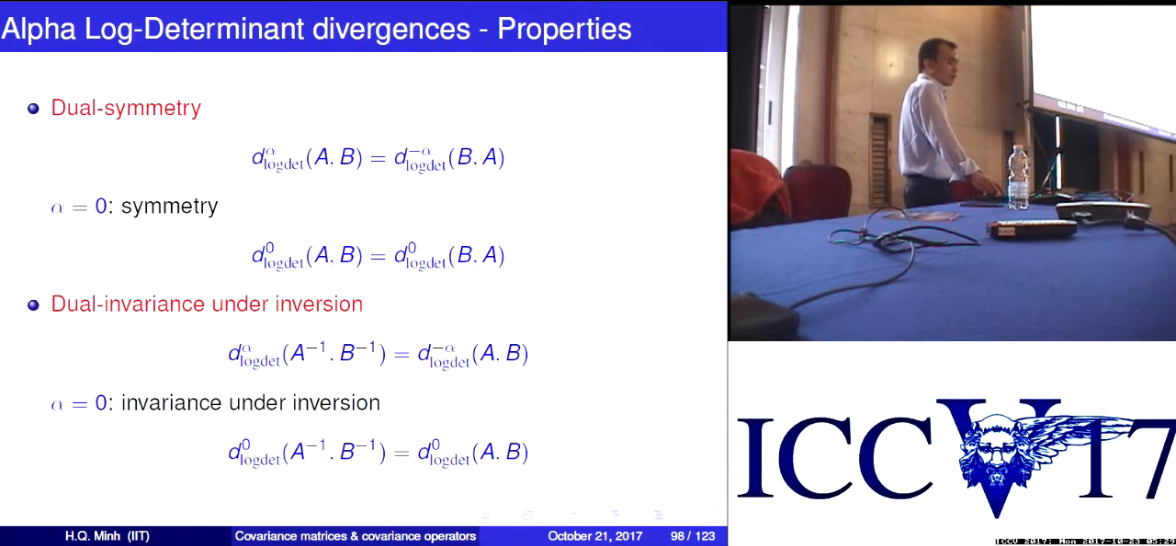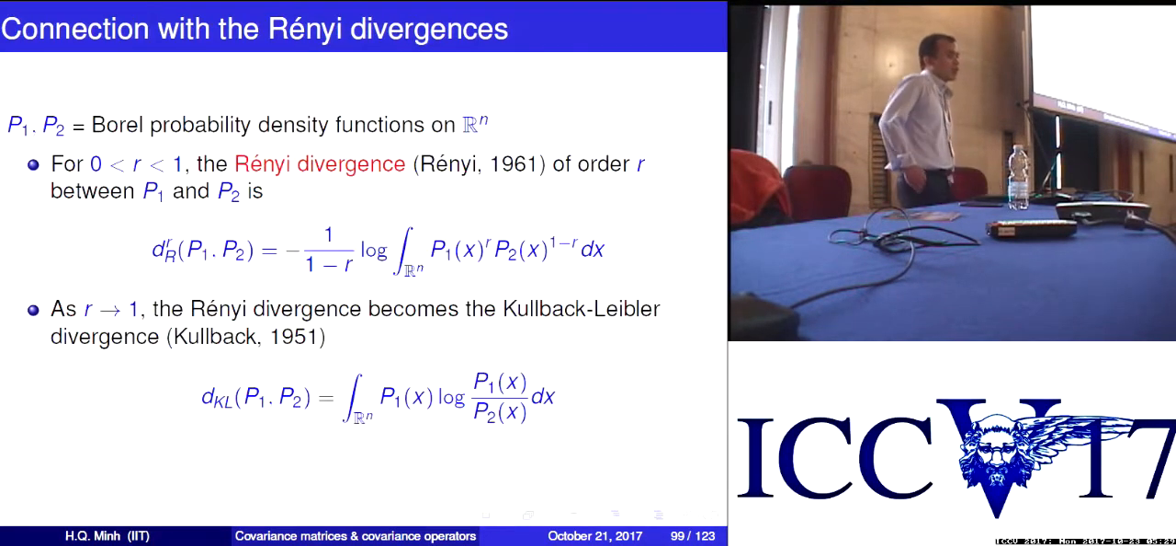So it's actually quite close. This quantity here is closely related to something called the Renyi divergences between probability measures in R^n. So it's given by this formula here, D_r of p1 and p2. We have two probability distributions on R^n, given by that formula here, negative 1 over 1 minus r, log of this integral. This is like the Renyi divergence of order r. And when r goes to 1, we actually have something called the Kullback-Leibler divergence.